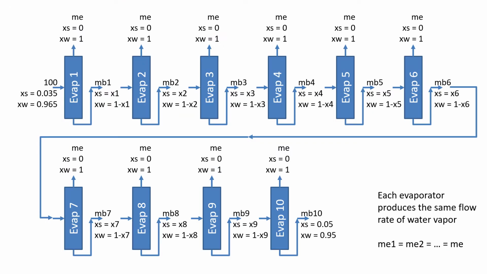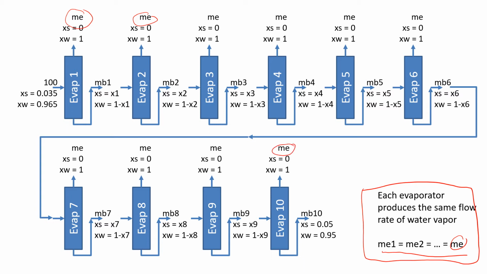And so what's shown here is the updated process flow diagram where ME1 has just been replaced by ME. Down here in the lower right-hand corner is the indication that for all the MEs, we're going to use this one variable, ME without a number after it. So ME1 is ME, ME2 is ME, etc., until we get to ME10, which is also ME. So now we've made use of all the information that was available in the process flow diagram.